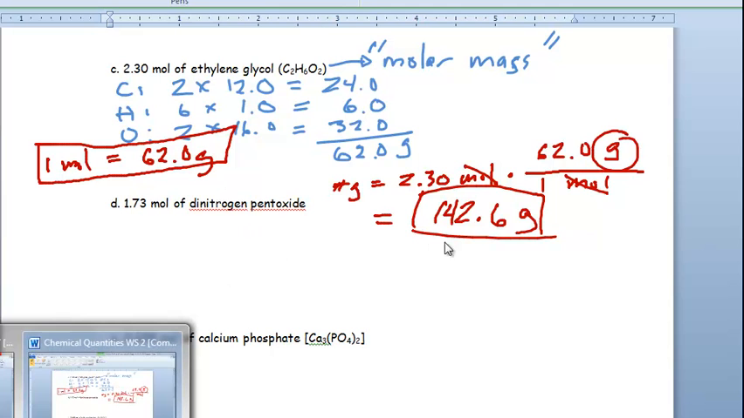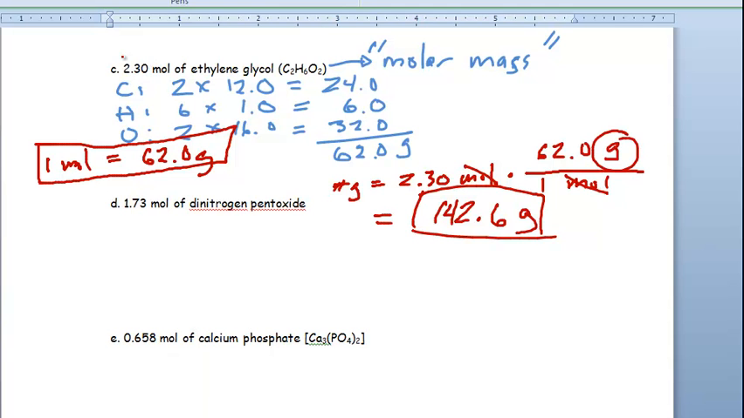All right, okay, and if we're going to be really strict about significant figures, notice that we have 3 significant figures in the information that we were given. So technically, we need to round this to 143 grams. Okay, so I just want us to be aware of significant figures.